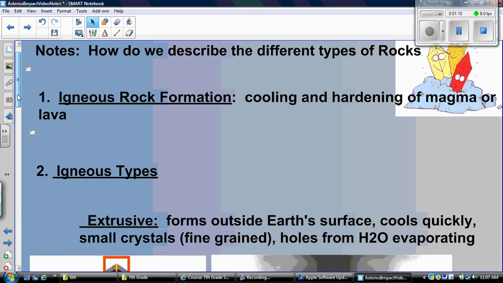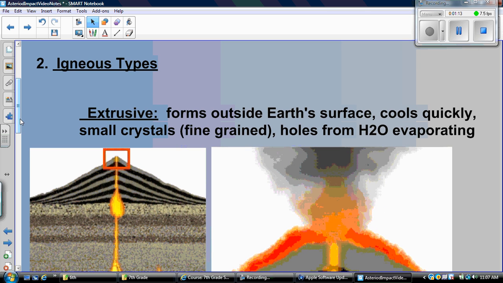Okay, there are types of igneous rocks. There's extrusive igneous rocks. These are what form outside the Earth's surface. They cool quickly. Extrusive rocks are from lava, usually from volcanic eruptions. So when lava erupts, it's exposed to air and sometimes water, so it cools really quickly. So remember from our minerals, when something cools really quickly, it doesn't have time to grow large crystals. So you have small crystals, we call those fine-grained.